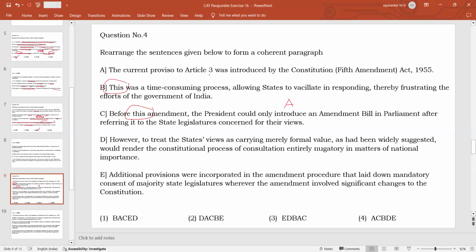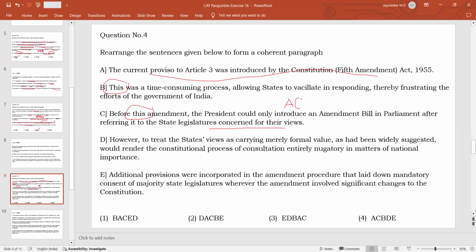So the current provision to Article 3, proviso, means the current amendment or the current change, or whatever current conditions that are available in Article 3 were introduced by the Constitution Amendment. Then what will be the next sentence? Very clearly, option C. Why? Before this amendment, the president could only introduce an amendment bill in parliament after referring it to the state legislatures concerned for their view. So you see what the condition was before the amendment that is talked about in A. So AC will be the sentence pair.